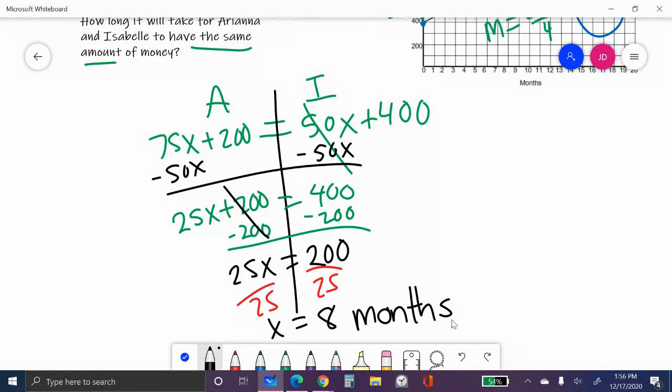Okay, so that's how it all ties into the systems unit. Let's take a look at another scenario.